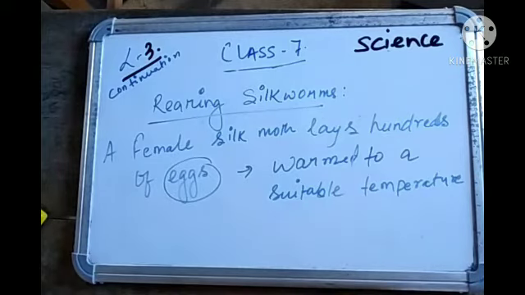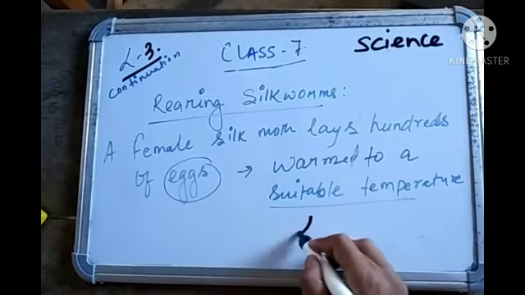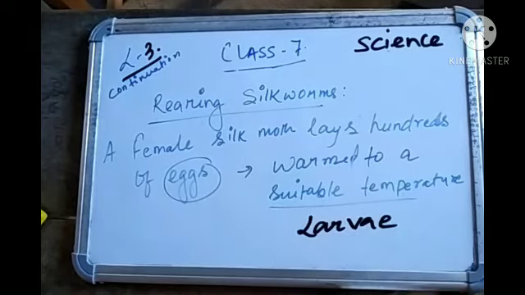Suitable temperature is necessary for the larva to hatch. From the eggs, the larva hatches at a suitable temperature. Larva is the caterpillar. The larvae are kept in clean bamboo trays.